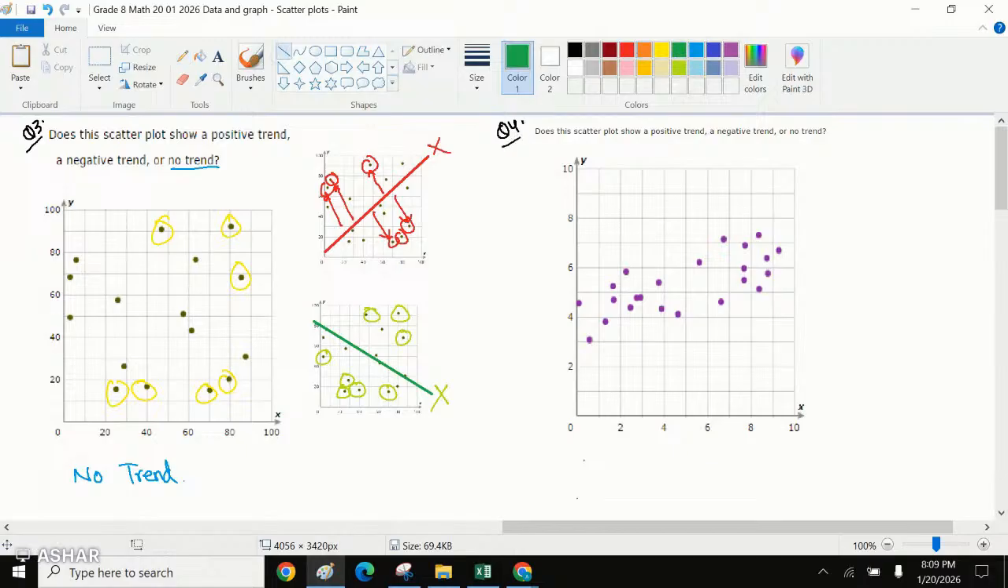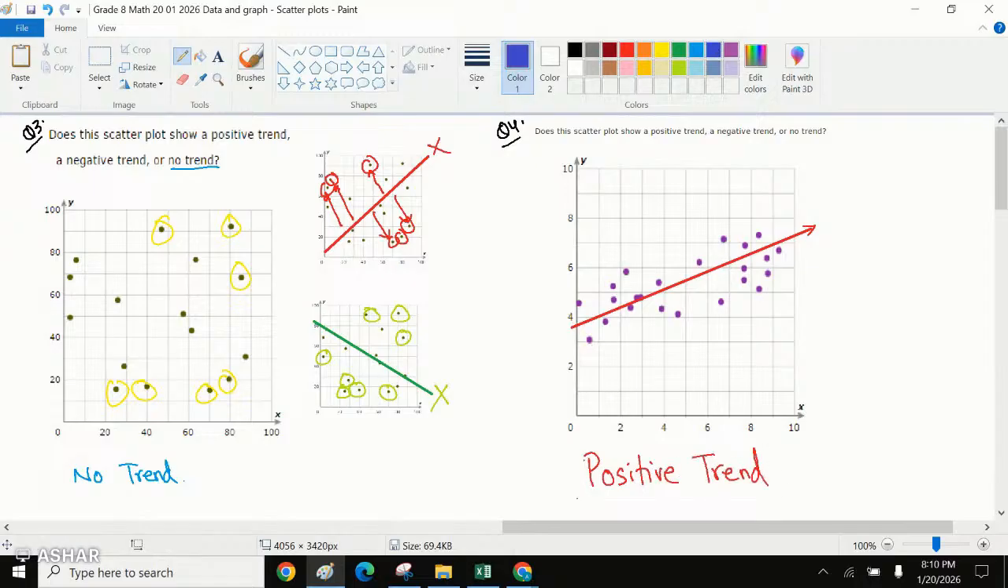Can I draw a downward line over here? If I draw a downward line, this is not touching maximum number of points, right? But if I draw an upward line, right? So the points are very near to this line, right? All the points are scattered around the line. So what we can say is, whenever the points are scattered near the line and the line is going upwards, we say it is a positive trend.